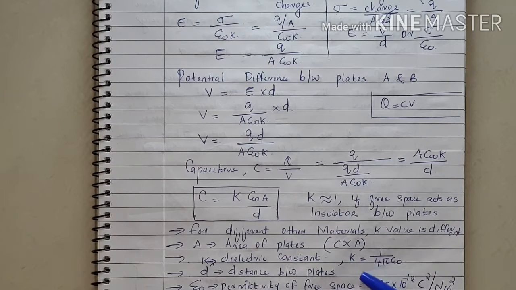And K value is 1 by 4 pi epsilon 0. This is the equation of capacitance in a parallel plate capacitor. This equation is very important. That is C equal to K epsilon 0 A by D.